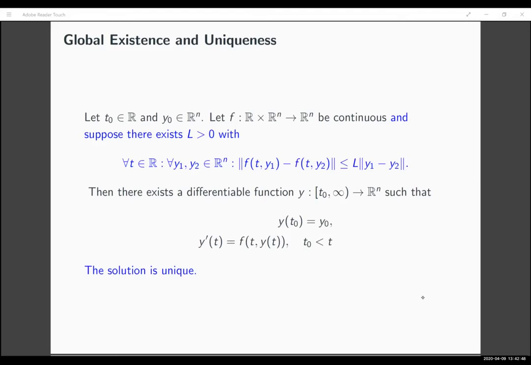And it turns out there's actually an existence and uniqueness result which quite often can be used to show the existence of a solution to an initial value problem that extends to arbitrary long times. So let's have a look at the following. Suppose we've got a real number t0 and a vector y0 in R^n. And let us suppose that f is a continuous function which takes a real number and a vector in R^n and which outputs another vector in R^n.